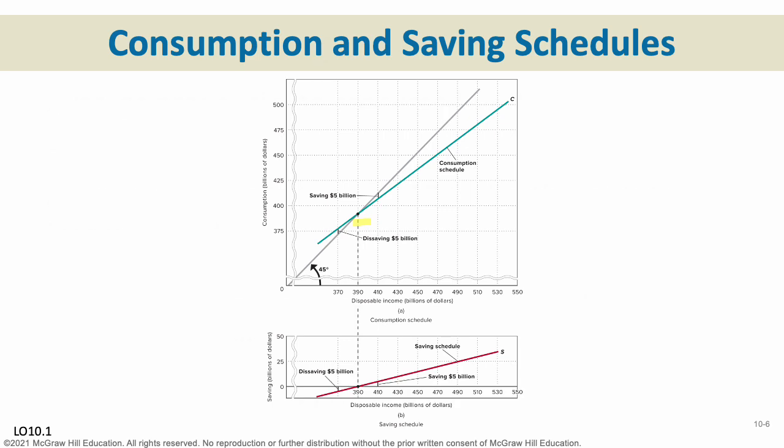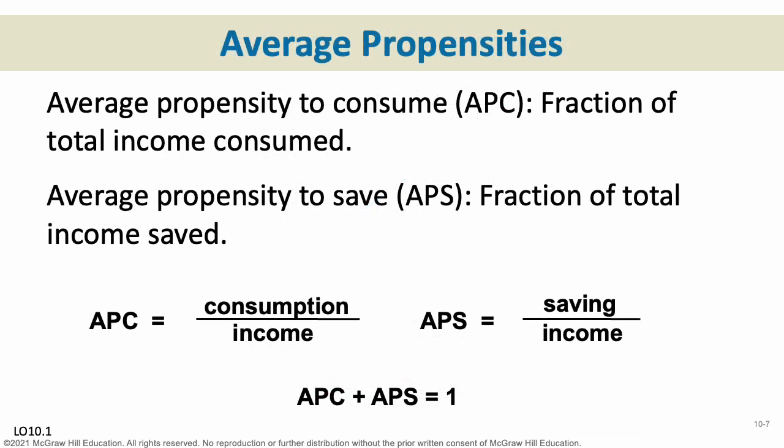So your average propensity to save and consume, these are pretty simple. The average propensity to consume is simply consumption divided by income, and the average propensity to save is simply savings divided by income. And they'll always sum total to 1. If we're consuming more than we're making, our average propensity to save will be negative. So no matter what we do, these two things will always sum total by rule to 1.